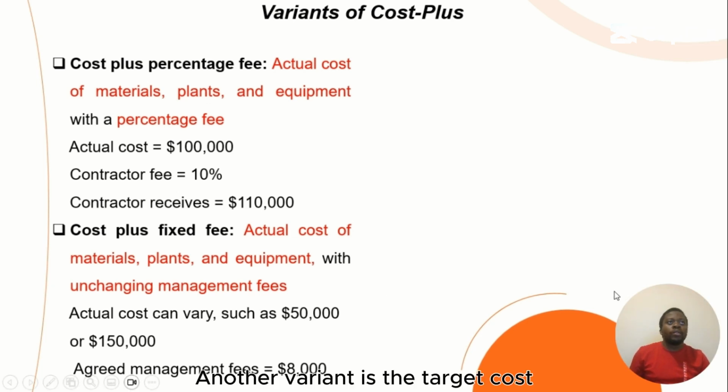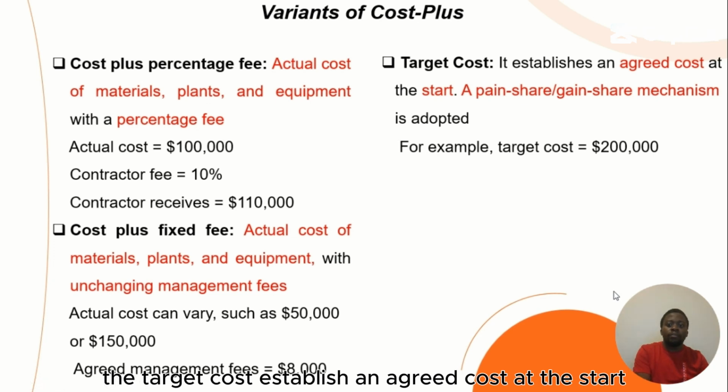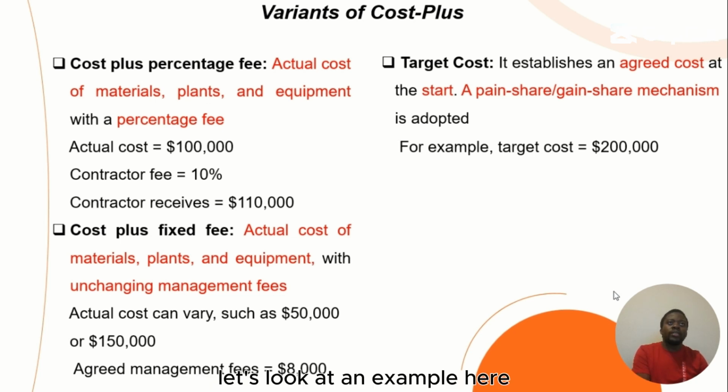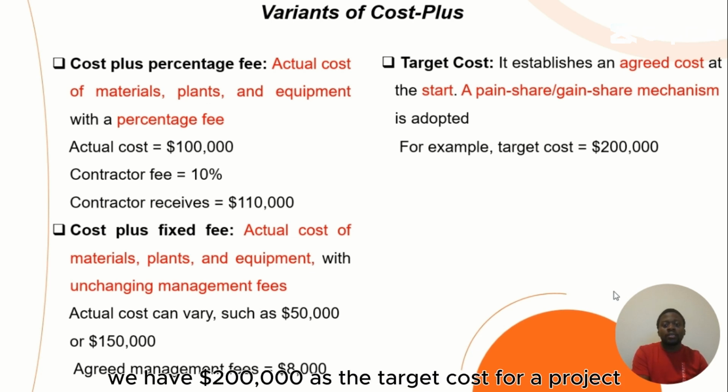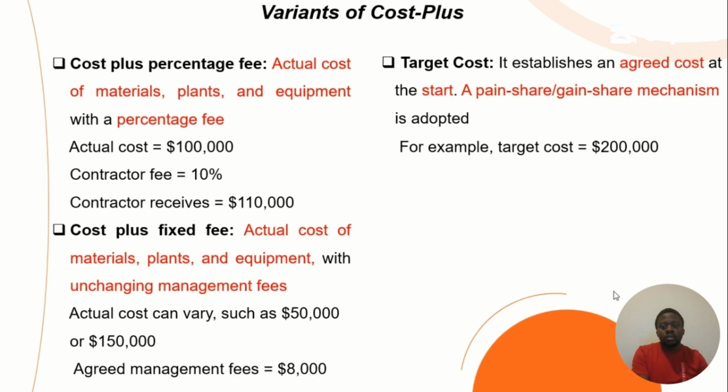Another variant is the target cost. The target cost establishes an agreed cost at the start. It has a mechanism of a pain share and also a gain share. Let's look at an example here. I have 200,000 as the target cost for a project. Anything that exceeds 200,000, the pain will be shared. Anything that is below 200,000, the gain will be shared.